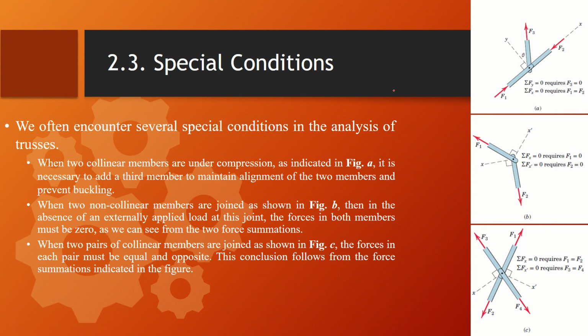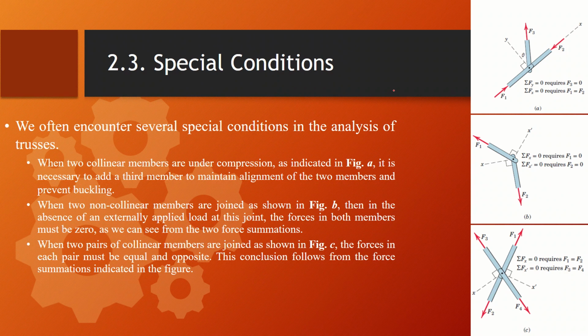So there are certain special conditions in solving several truss analysis problems. When 2 collinear members are under compression, as you can see in figure A, it is necessary to add a third member to maintain the alignment of the 2 members and prevent buckling. As we stated in the beginning of this chapter, these equations are not here to solve the material buckling problem, but this member is here to stop buckling.